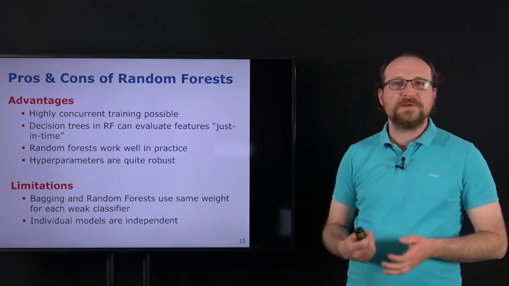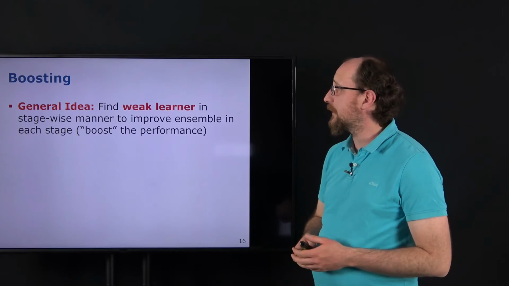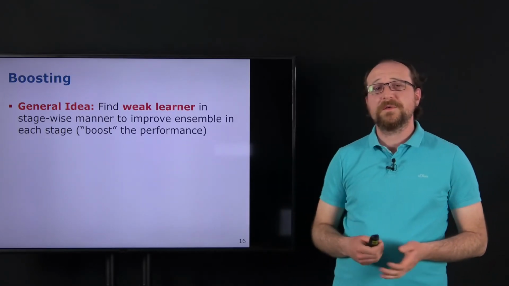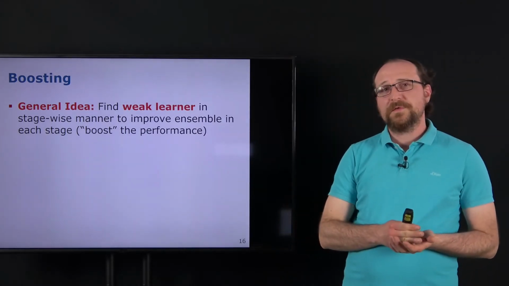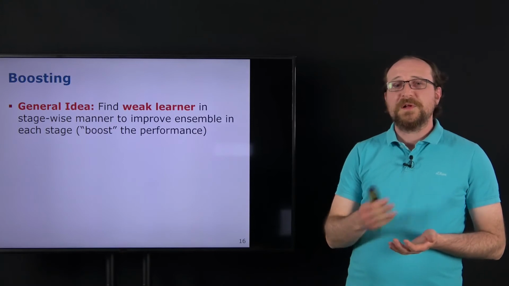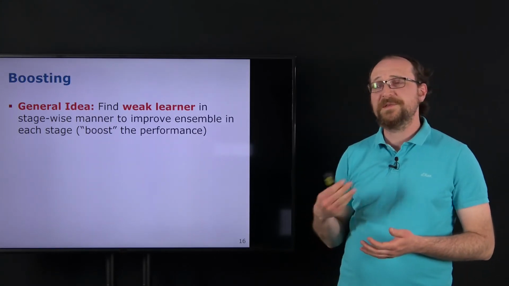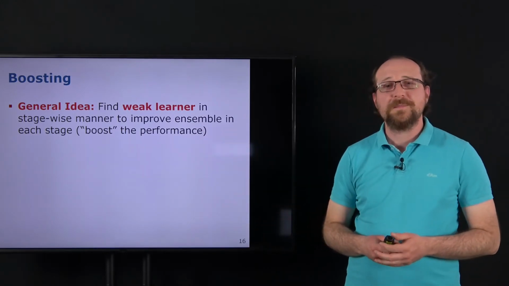And for doing this, another method was invented, the so-called boosting. In boosting, the general idea is to find weak learners in a stage-wise manner. That means we first learn a weak learner, then use the results of the weak learner to improve the ensemble in the end. So we basically boost the performance. Therefore the name boosting makes sense.